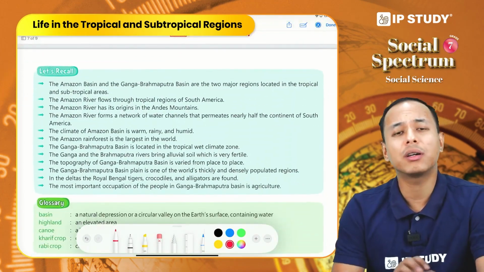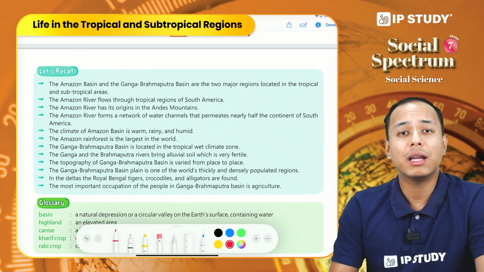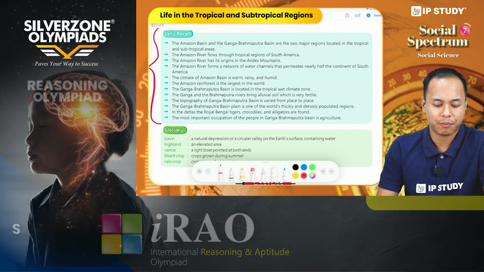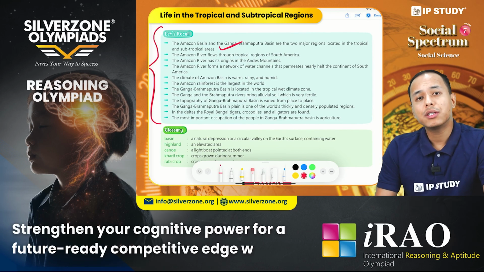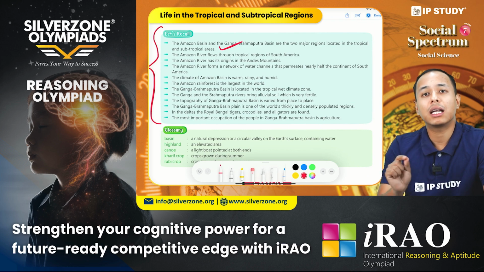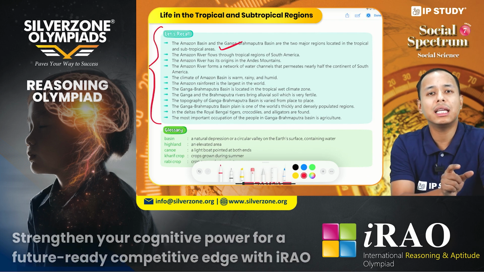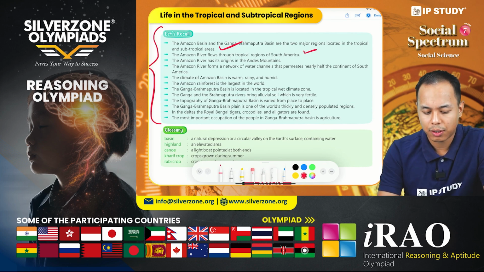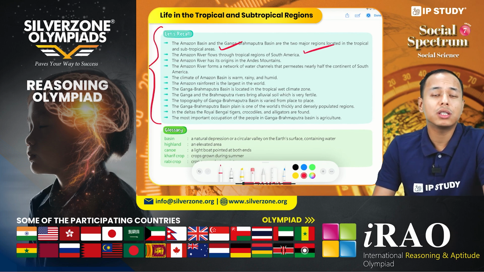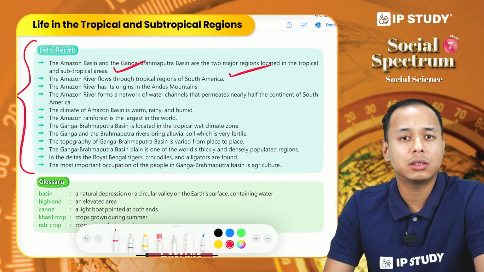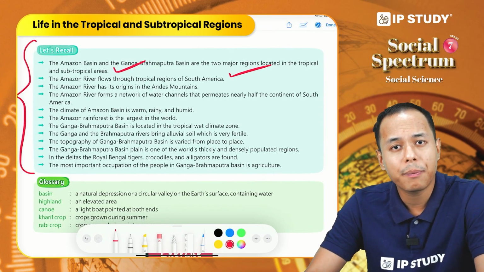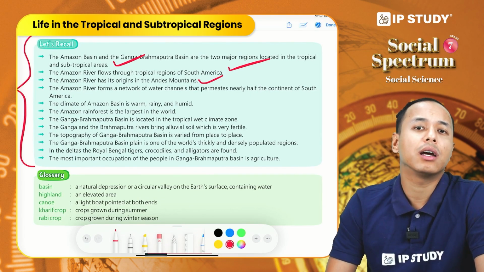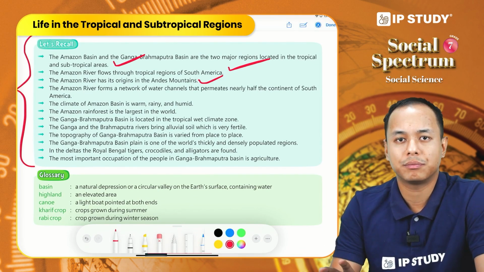So with this, we have come to the end of the chapter. Now let us discuss the important points that we have studied in this lecture. Amazon basin and the Ganga-Brahmaputra basin are the two important basins. One is located in the tropical region, another is located in the subtropical region. Okay, so the Amazon river flows through the northern part of South America. Okay, it originates in the Peruvian region of the Andes mountain.